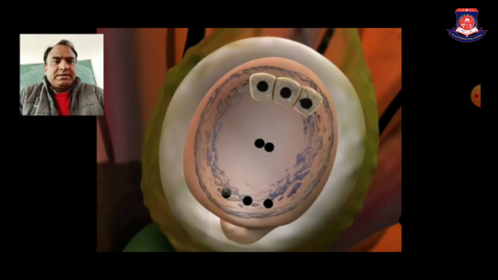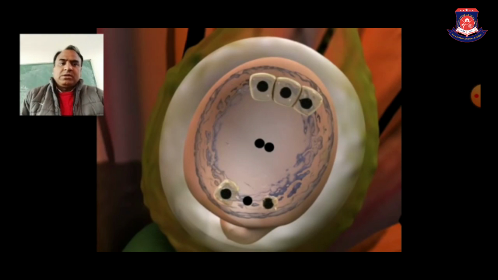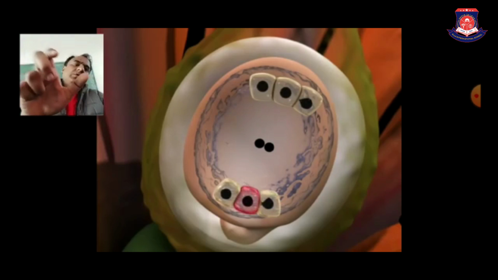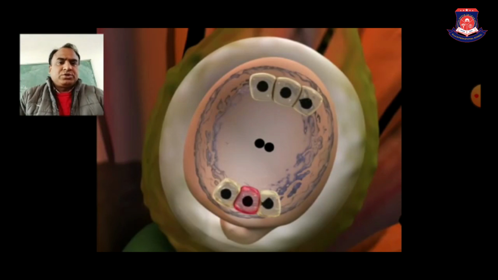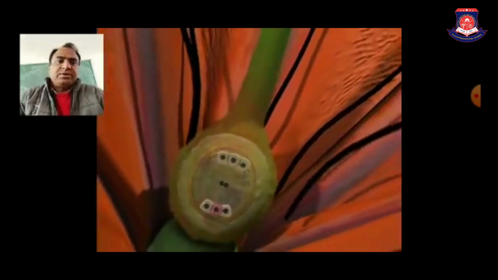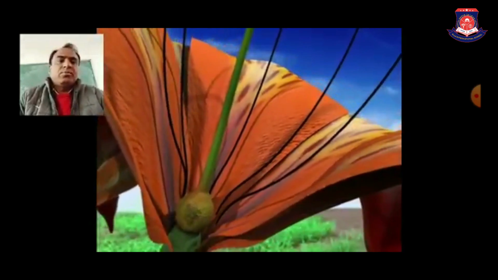The upper ones at the chalazal end are called antipodal cells, and the lower cells, the lower nuclei, the cell wall forming around the lower nuclei is called synergids. Two synergids, and the central one is the egg cell. But in the center, the two nuclei remain intact, and only one cell wall is formed around these two nuclei, and this particular structure is called polar nuclei or polar cell.